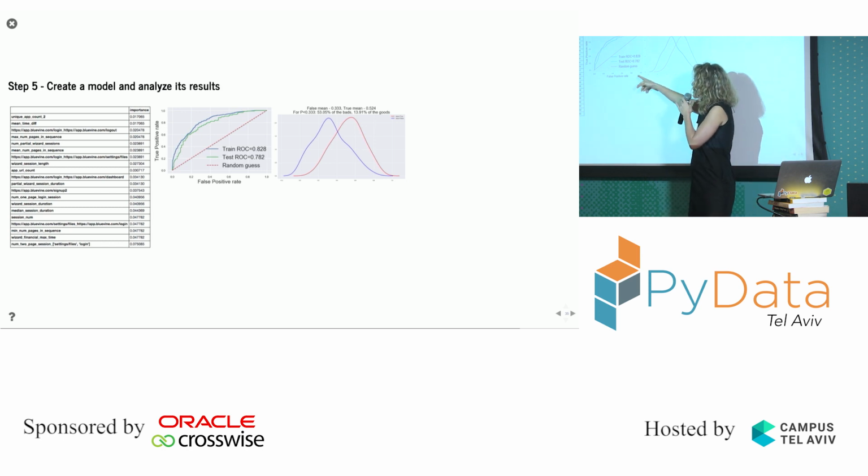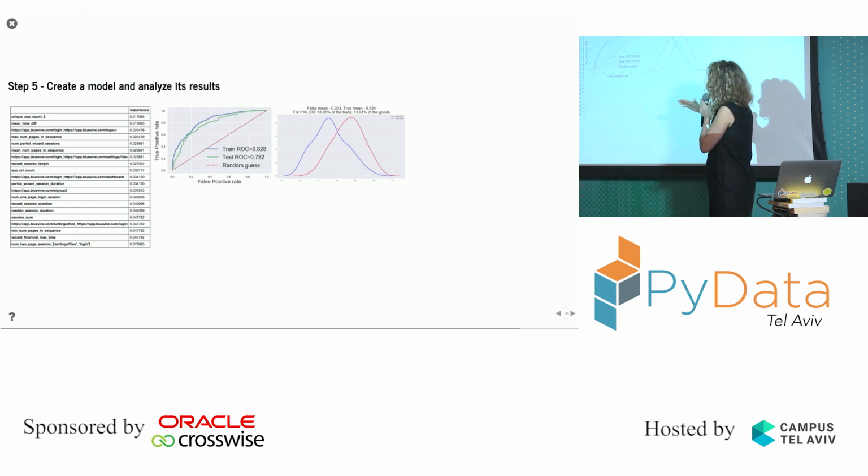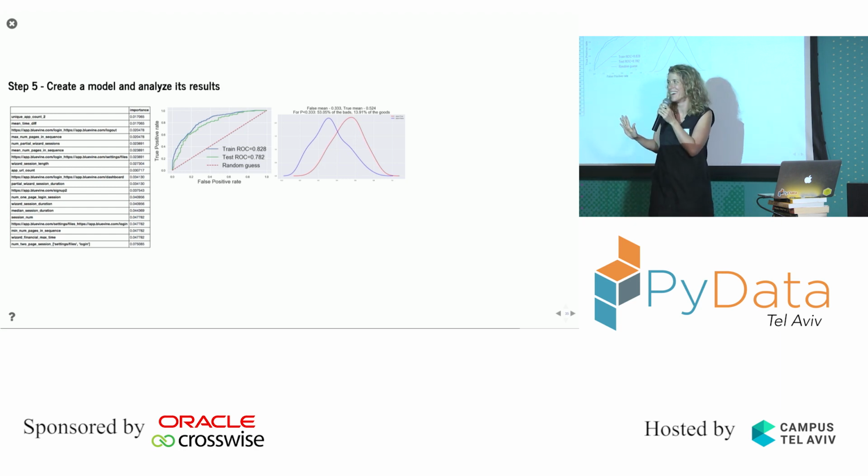And what we see here is the ROC curve. This is the false positive rate and the true positive rate, and the random guess in red. And we can see in blue the train ROC curve, and in green the test ROC curve. And this is actually a pretty amazing result. It's a bit unreal.